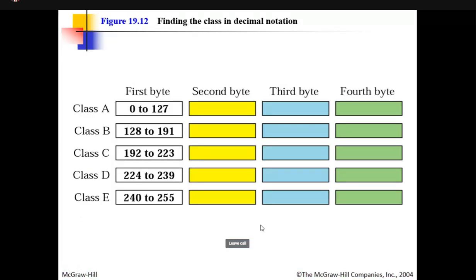So this is the class decimal notation. Class A: the first byte is always 0 to 127, as the first bit is 0. So it means the other 7 bits may be 1, so the value is 127. For class B, it starts with 128 to 191. For class C, it is 192 to 223. For class D, 224 to 239. And for class E, it is 240 to 255.